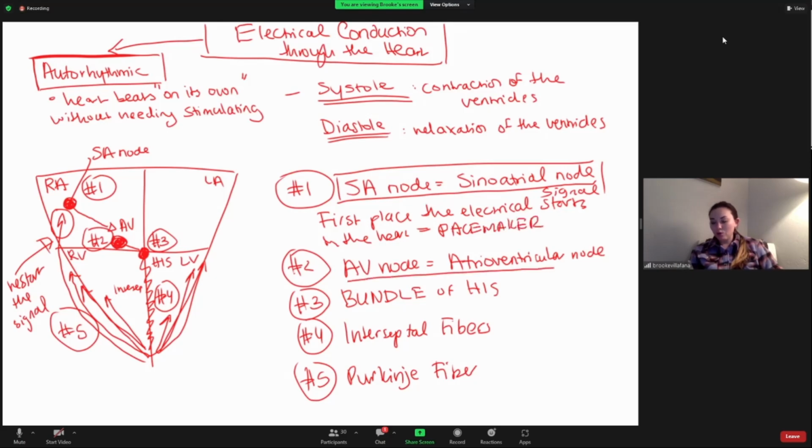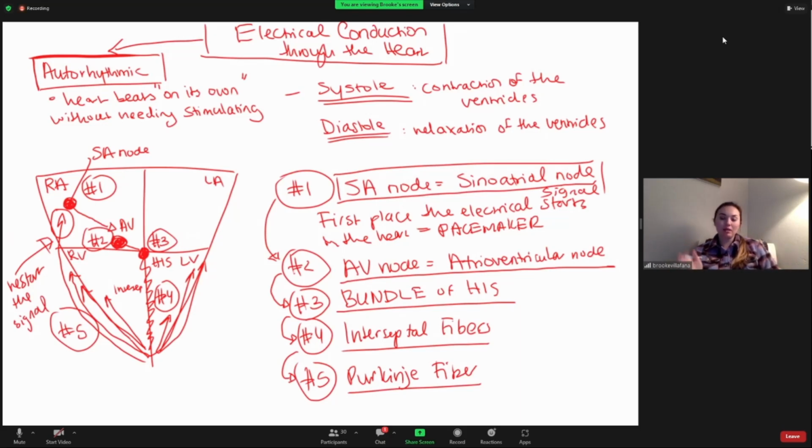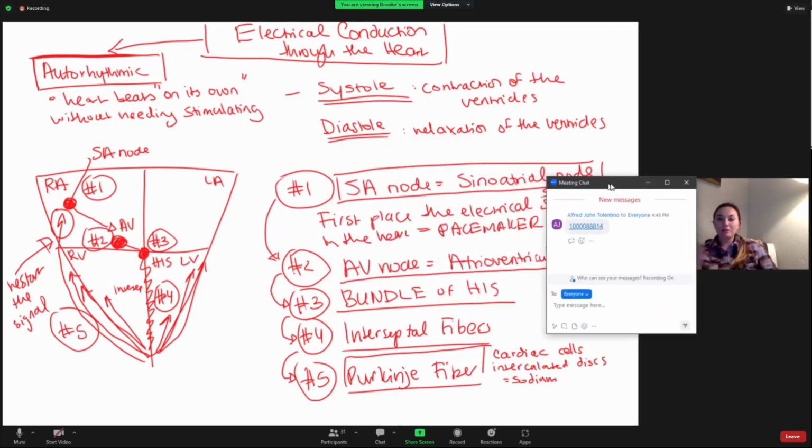Okay, so what we're kind of expecting you to know here is we want you to know the flow, what goes to what. So what starts it, the SA node, where does it go next, the AV, then the bundle of His, then the interseptal and Purkinje, and then kind of also what's happening, right? The pacemaker of the heart. The heart is setting a rhythm and it's going to pump out blood based upon all of this flow through the different chambers. Okay. All right, so do you guys remember learning about the myocardium, the cardiac cells last unit, and you learned about the intercalated discs. And remember how those had sodium. They allowed sodium to pass through really quickly.